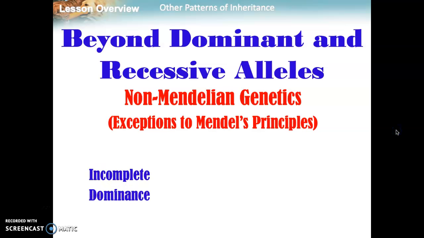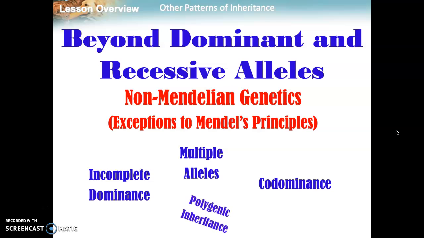I mentioned earlier in your intro video incomplete dominance, codominance, multiple alleles, and polygenic inheritance. Those are the four that we're going to focus on now. Actually, we're going to focus on incomplete dominance, multiple alleles, and codominance, and then I will just make mention of what polygenic inheritance is. Therefore, you'll be learning how to make some more Punnett squares over incomplete dominance, multiple alleles, and codominance. Let's start with incomplete dominance.